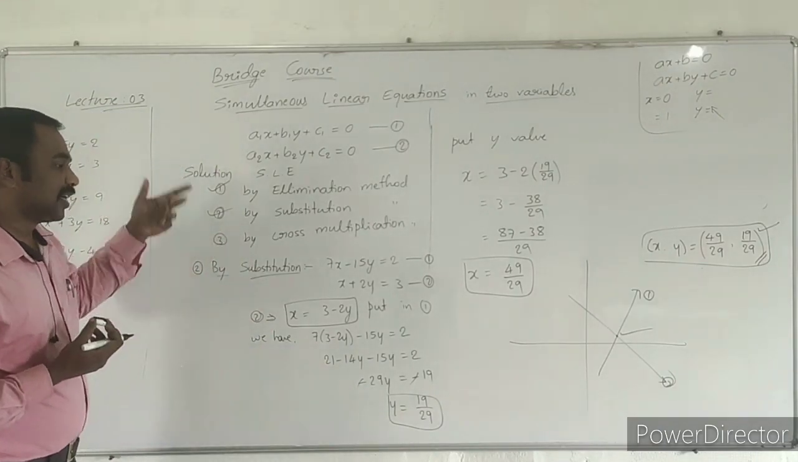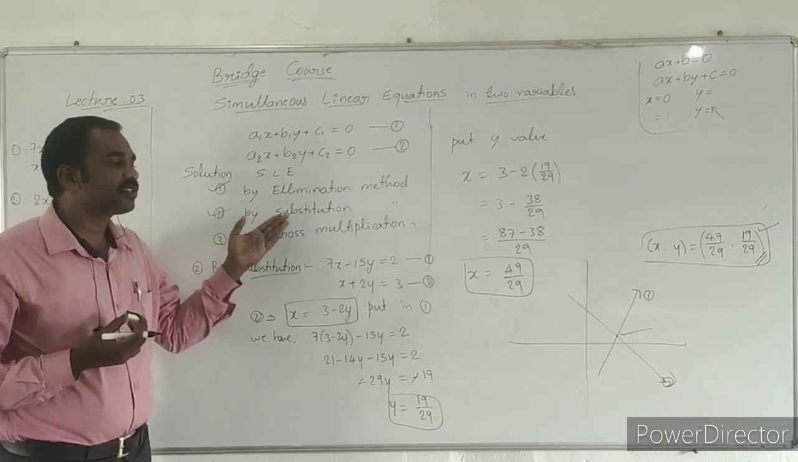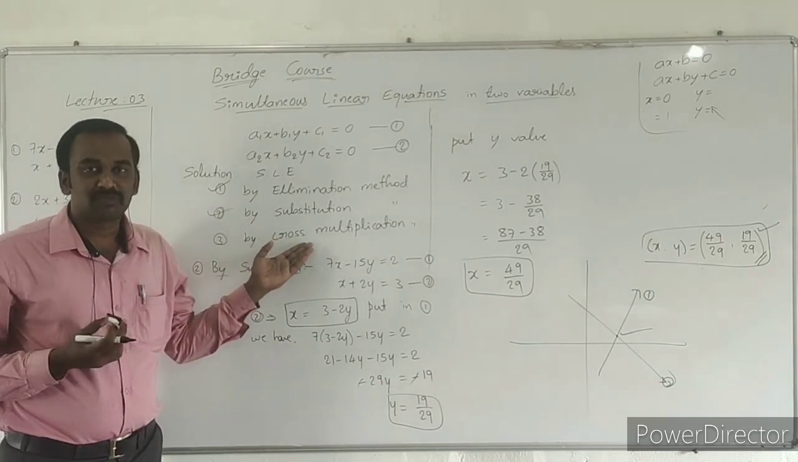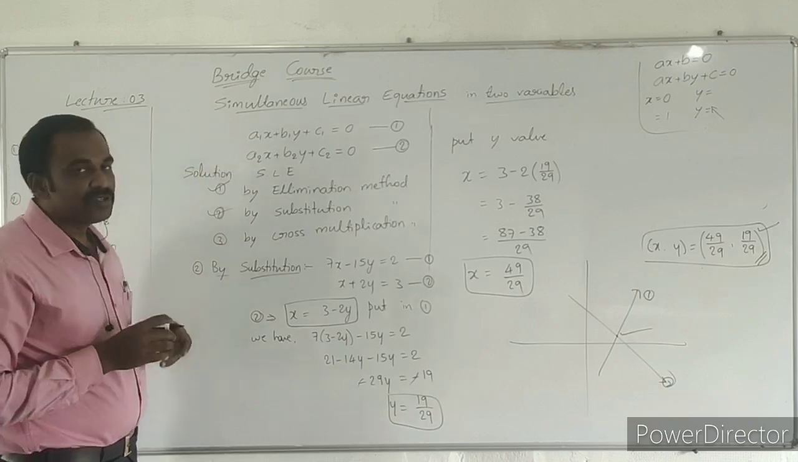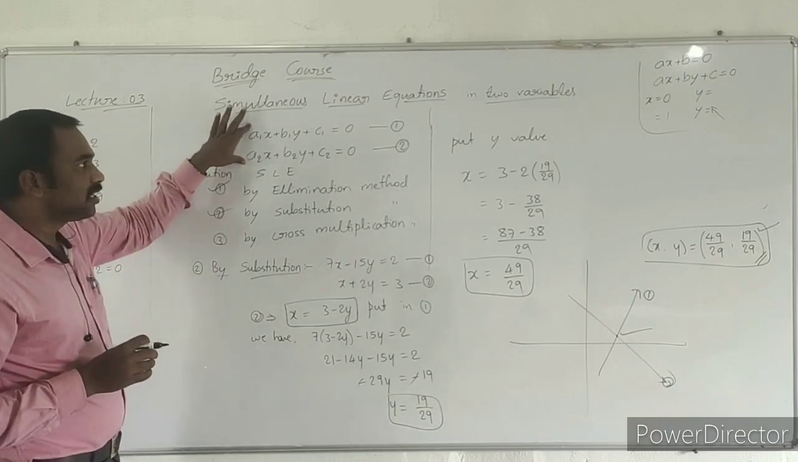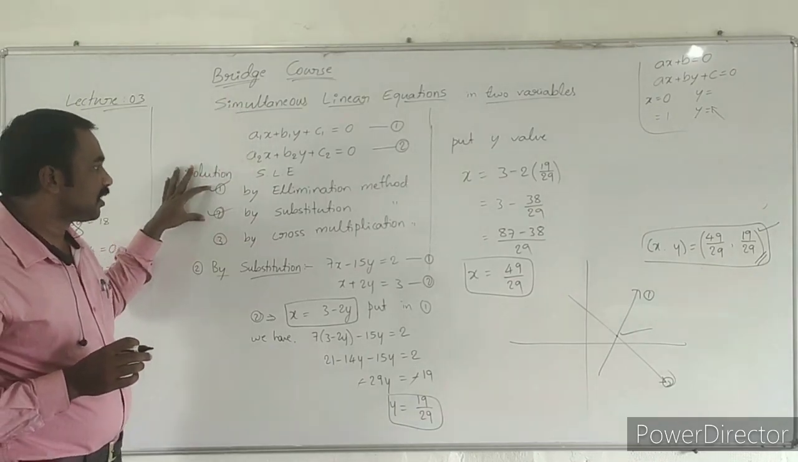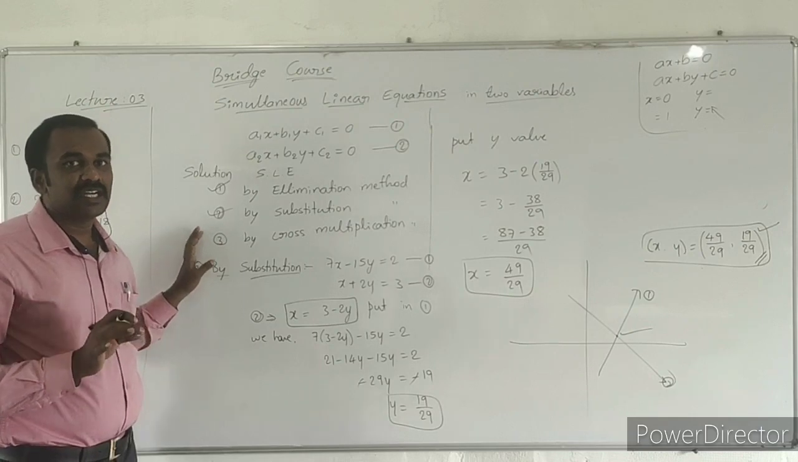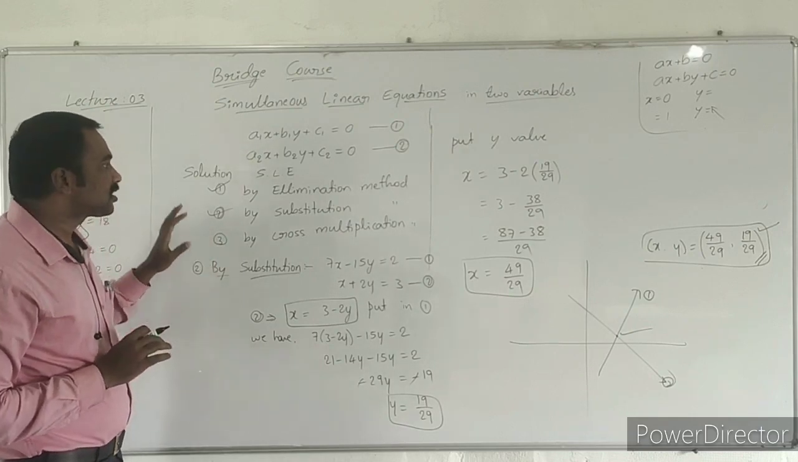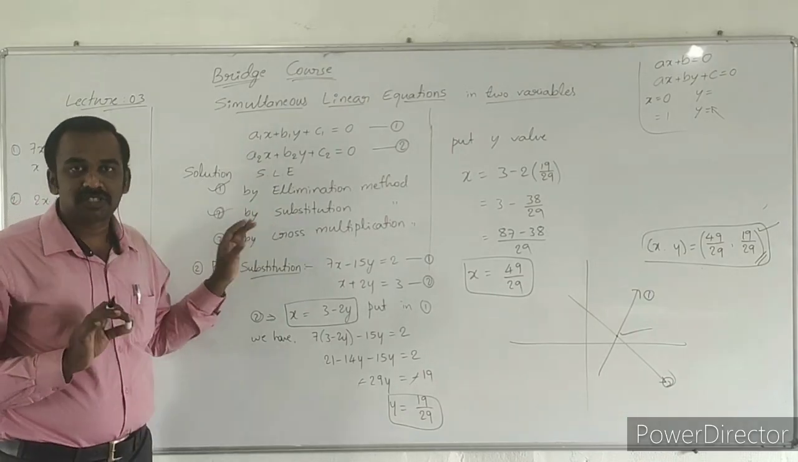Whatever method you like, you can follow it: the elimination method, the substitution method, or the cross multiplication method. In the PUC syllabus, first year as well as second year, we need to solve linear equations involving two variables, so I explained both methods. I am not going to discuss the cross multiplication method here. We just remember either the elimination method or the substitution method.